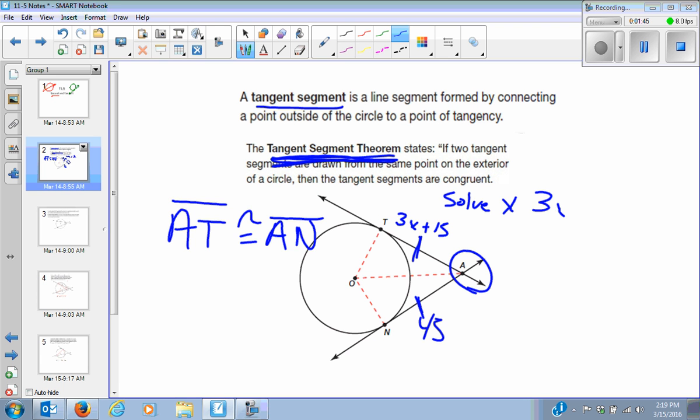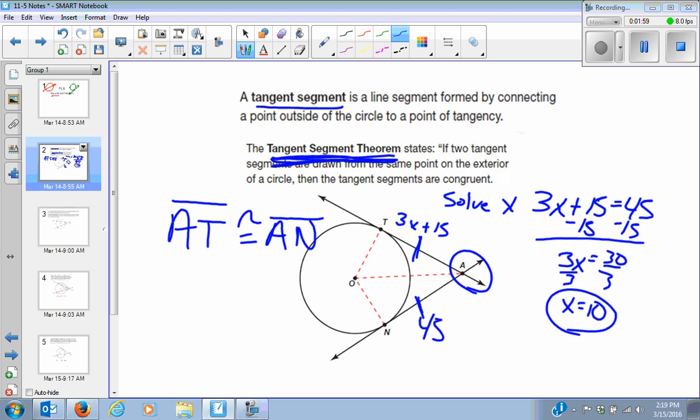You're going to have to know that. And then you're going to set 3x plus 15 equals 45. You're going to use your basic algebra skills, minus 15, 3x equals 30, divide by 3, x equals 10, and that could be your answer right there. And if I check that and I plug it in, 3 times 10 is 30, plus 15 is the 45, which means this is 45, and that's 45. And that's what the theorem is stating. So that's the type of questions they can ask. You're going to do some of those in skills practice.